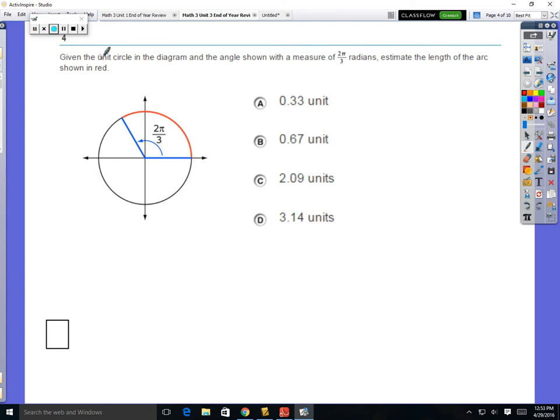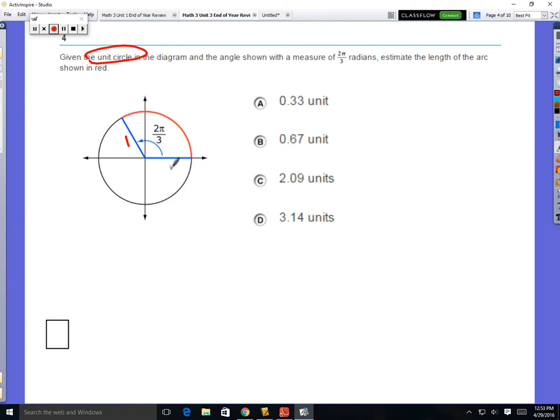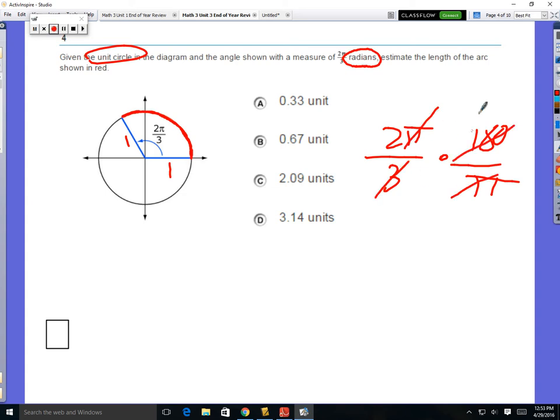Number 4, unit circle. That means the radius is 1. That is 1, that is 1. And the angle shown is 2 pi over 3 radians. Find the length of the arc. Okay, that arc, that is the definition of a radian. A radian measures arc length when the radius is 1. Let's figure out what that angle is in degrees. If you times that by 180 over pi, 3 goes into 180 60 times, and 60 times 2 is 120 degrees.